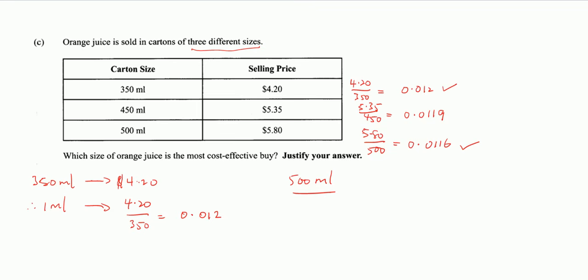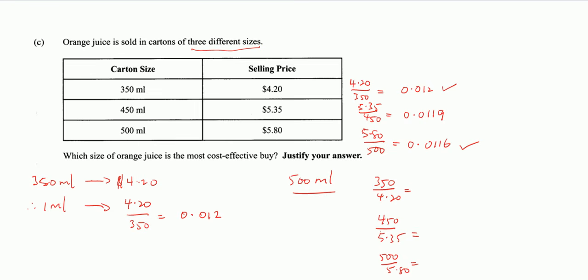Now another way you could have worked out this question is work out the amount of milliliters you get per dollar. So you do the calculation in reverse then. So you can either do 350 over 420, right? And this will give us the amount of milliliters per dollar. Right, so let me just write it here. 450 over 535 or 500 over 580. Let's work this out as well.